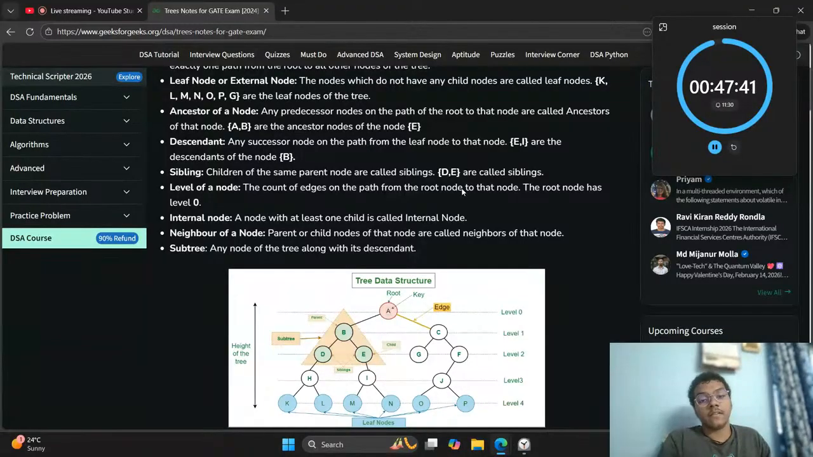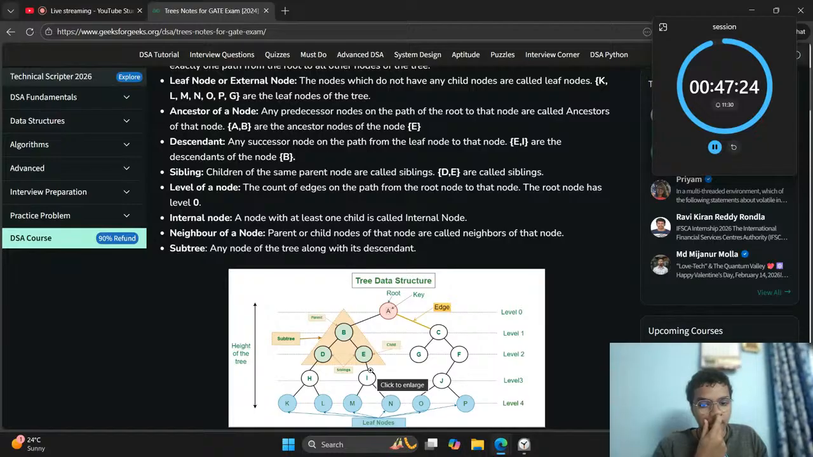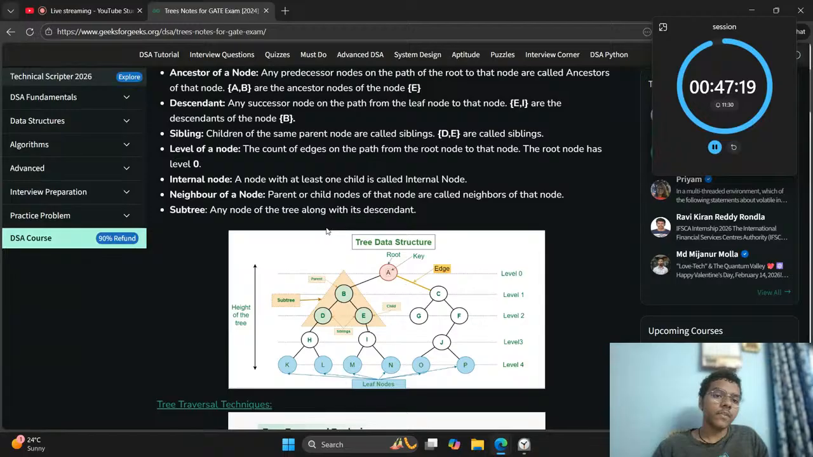Ancestor of a node: any predecessor node on the path from the root to that node is called an ancestor. Here, A and B are ancestors of node C. Descendants: any successor node on the path from the node to a leaf node. E and I are descendants of node B. Siblings: children of the same parent are called siblings. D and E are siblings. Level of a node: the count of edges on the path from the root to the node. The root node has level 0.